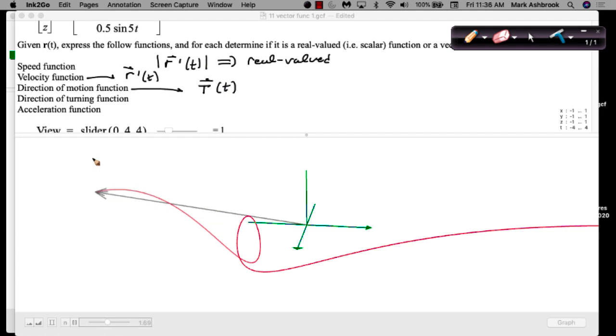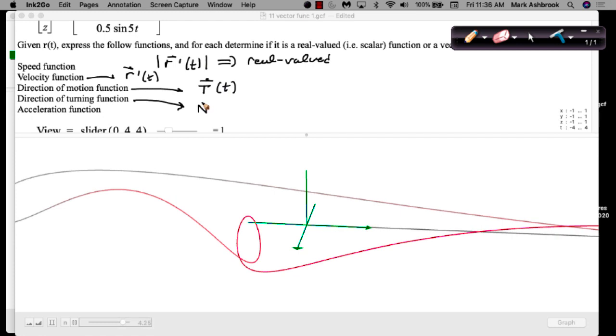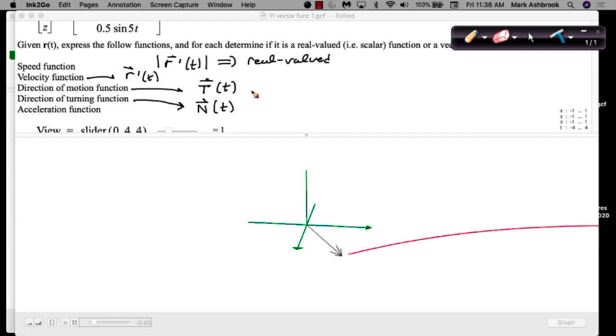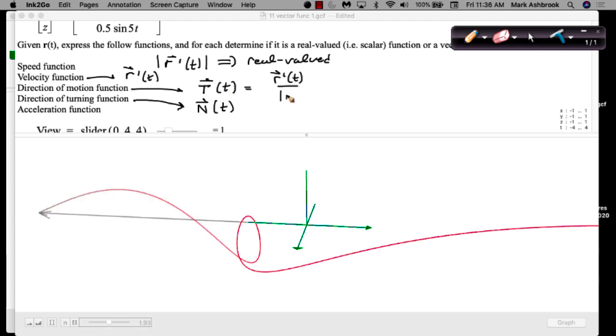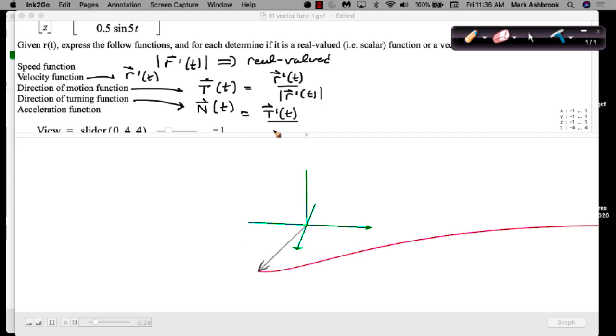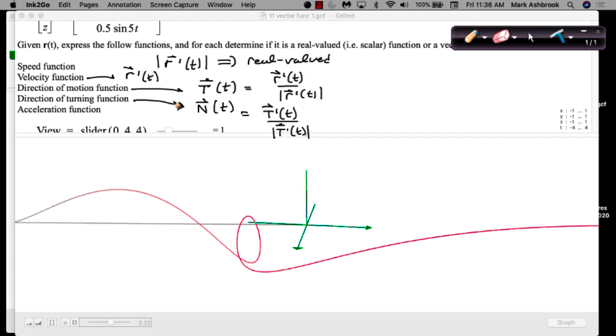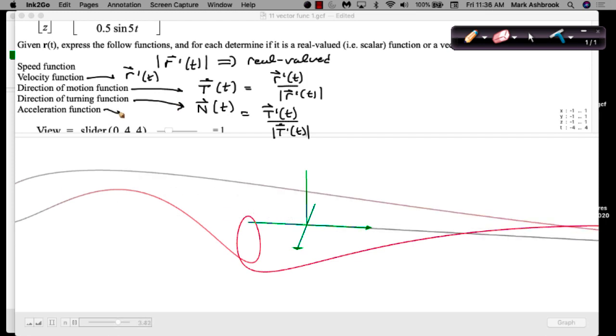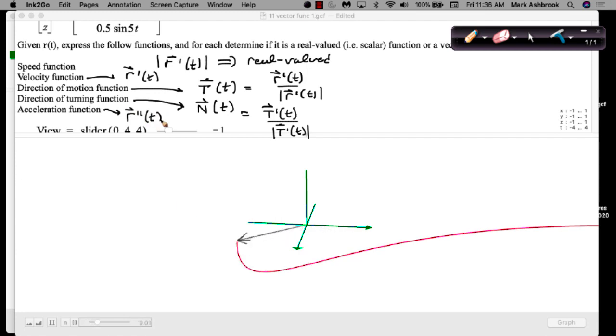Direction of turning function. Vector function. And what is it? That's the normal. And remember where this came from. This was that thing normalized, right? And then this was the derivative of the unit tangent normalized. Acceleration function. Vector function, and it is the second derivative. And that's what we'll talk about Monday. We'll start talking about the acceleration function on Monday.